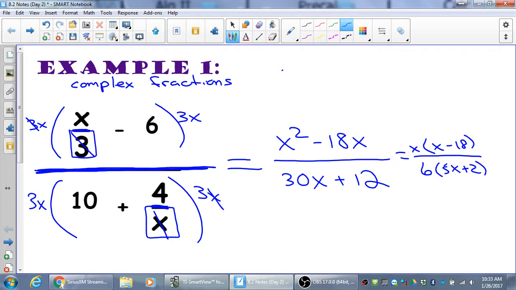Go ahead. So this might be a stupid question, but how come the x's don't cancel on the top and they do on the bottom?